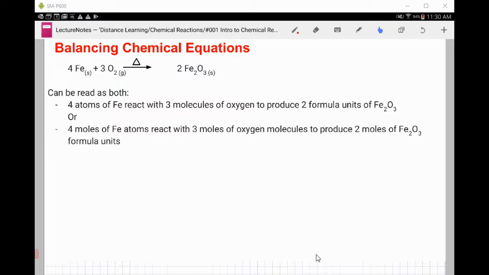Right, so another example here, going back to our initial iron and oxygen reaction. 4 atoms of iron for every 3 molecules of oxygen can also be said as 4 moles of iron metal with 3 moles of oxygen gas.